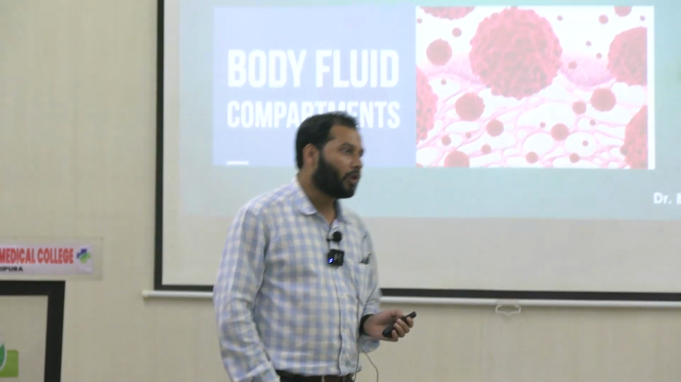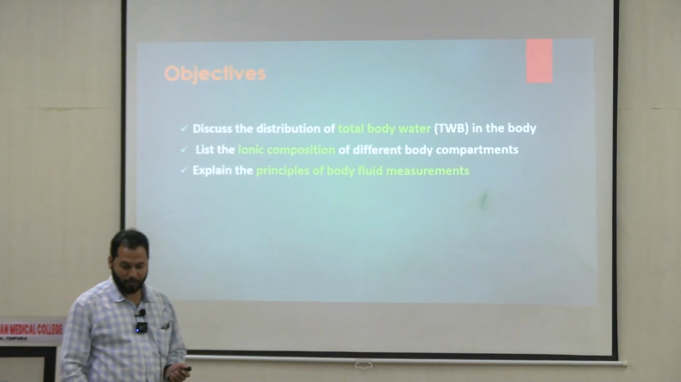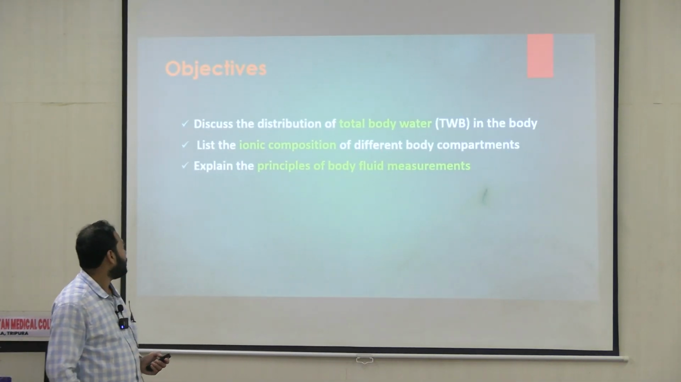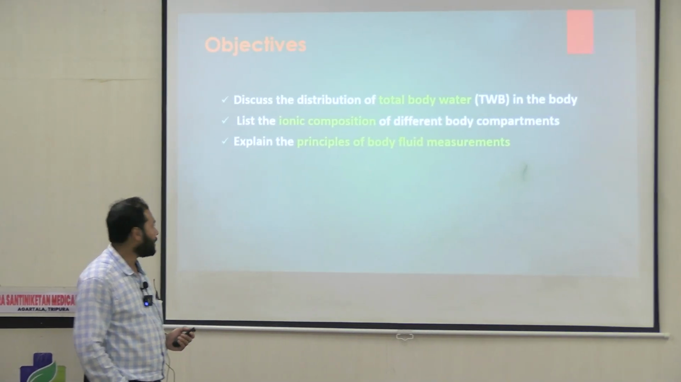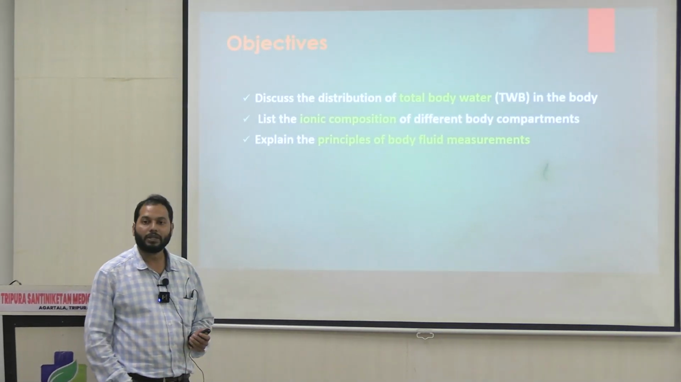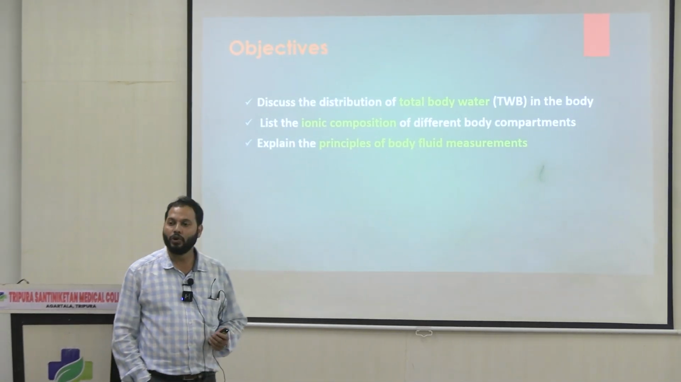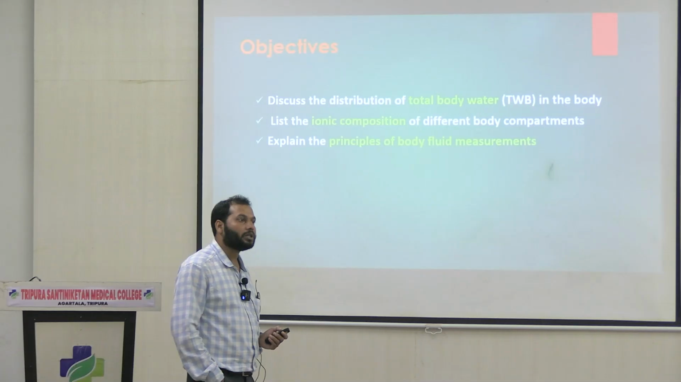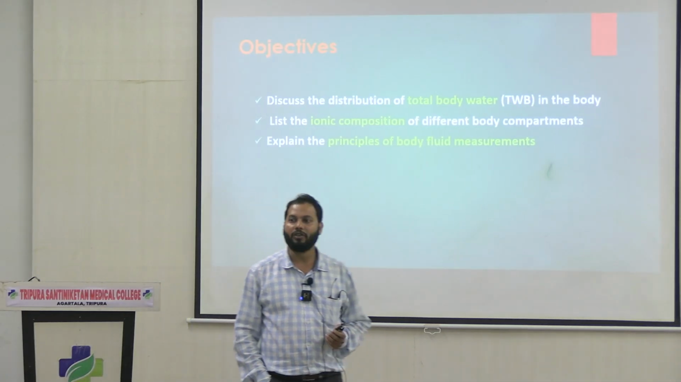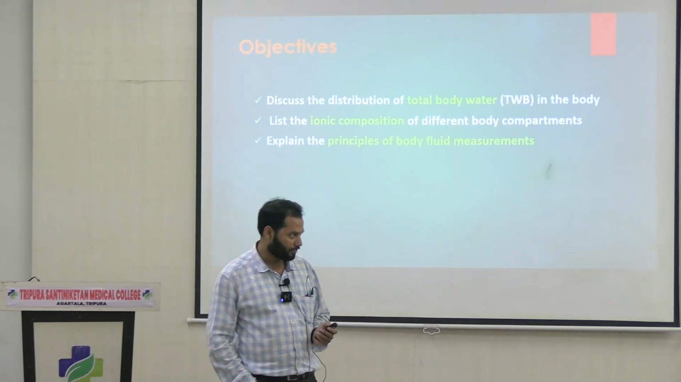What are the most important objectives in this topic that I am going to discuss? The first part is the distribution of total body water in the body. Then, what are the different ionic compositions present in different body compartments, and finally we will discuss the different methods by which we can measure the different body fluid compartments.